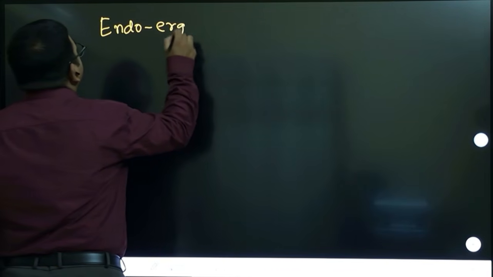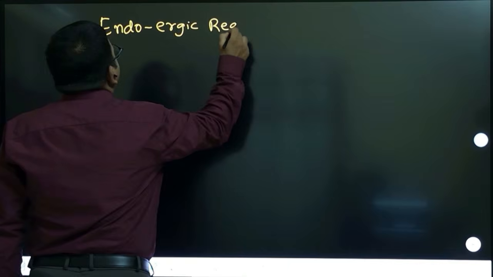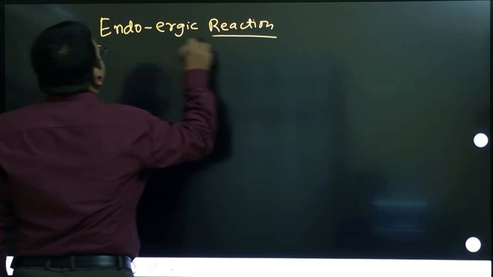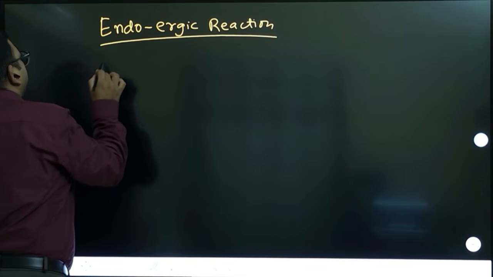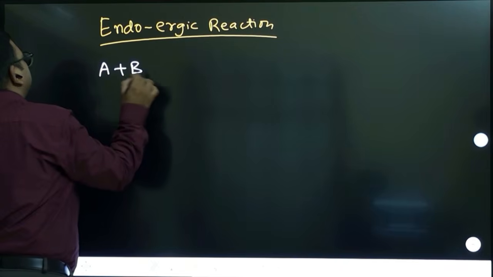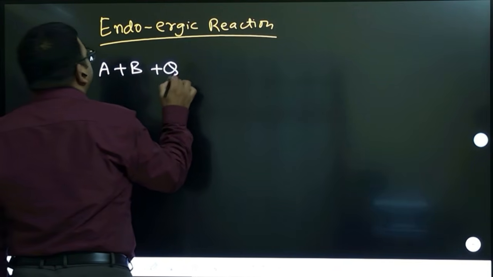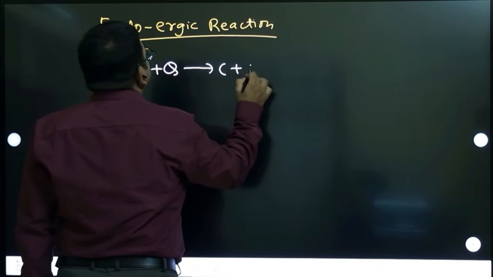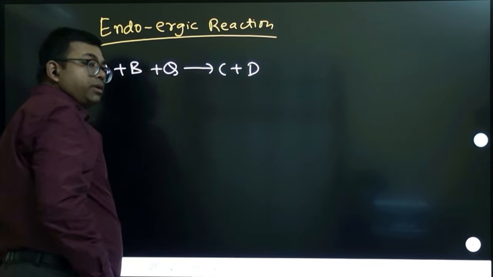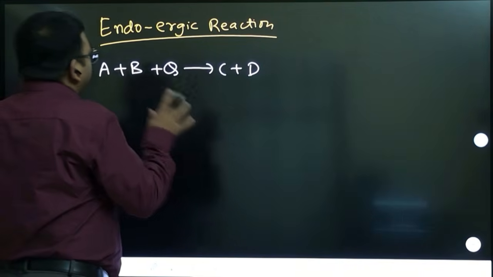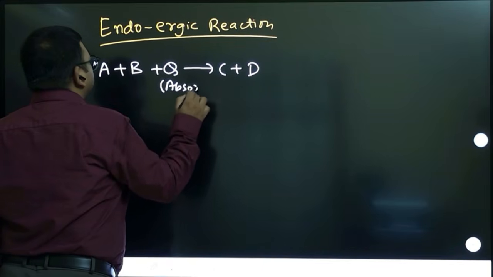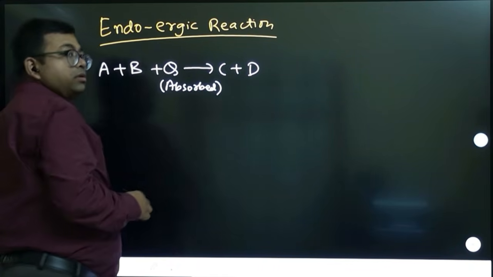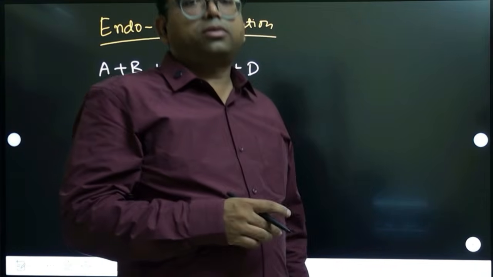Endoergic reaction. Heat will be absorbed here. So if I write A plus B, some heat will be absorbed and then it will become C plus D. You may write Q on this side also, but then you have to write it as negative. But I am writing Q as positive because heat is absorbed here. Heat is getting absorbed.